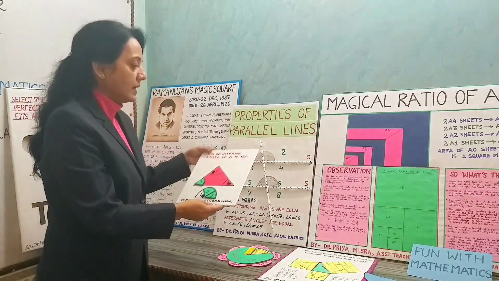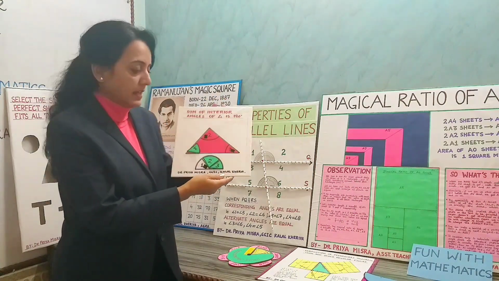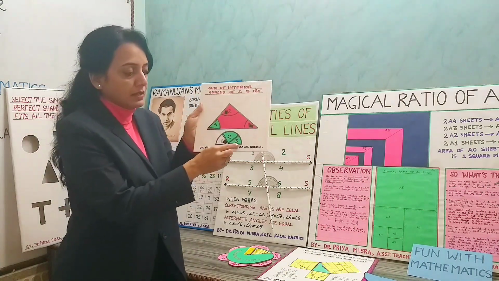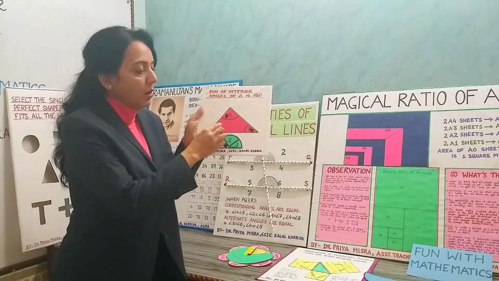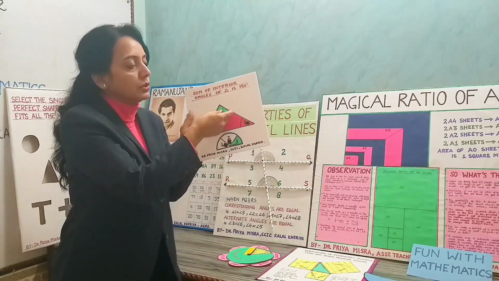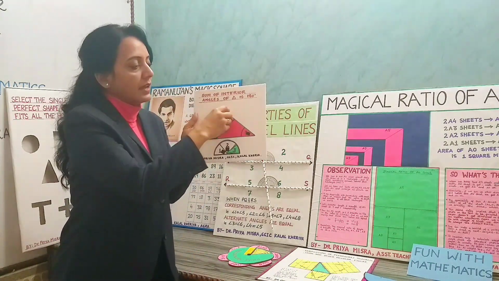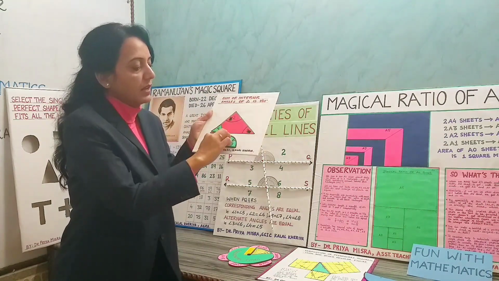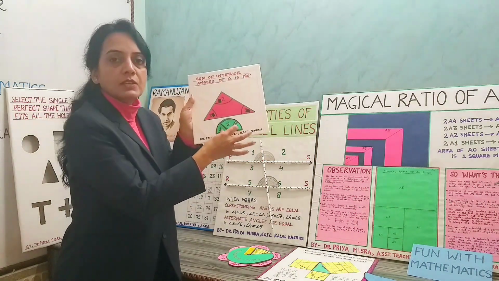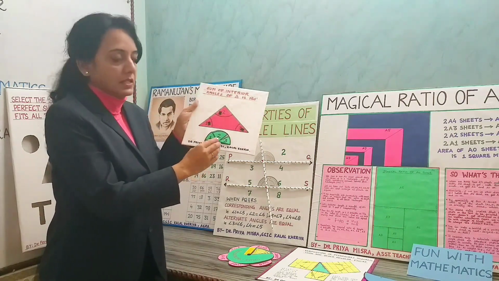Next, my model is about the sum of interior angles of a triangle being 180 degrees. So this we can show, here I have made a semicircle and all these angles are actually equal to those. So we can remove this angle and fix it here, and when we add them we get 180 degrees. So this verifies that the sum of interior angles of a triangle is 180 degrees.